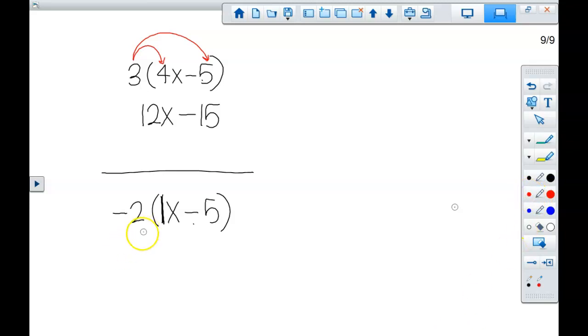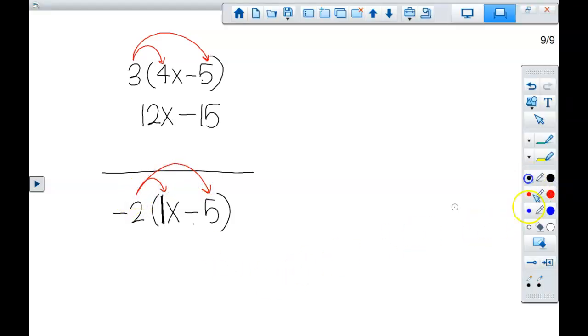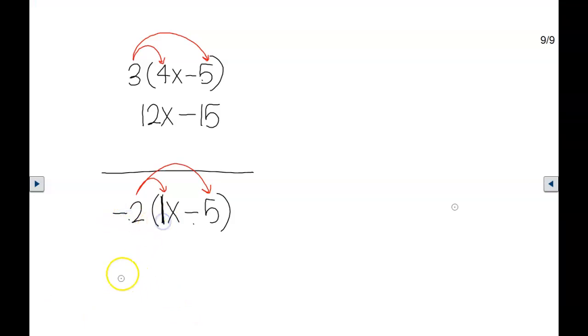So to do negative 2 times this entire group, I multiply negative 2 by each member of my group. All right, now listen to the signs here. We're doing a negative 2 times a positive 1x. Negative 2 times positive 1 is negative 2, and we reattach the x. Then we're doing a negative 2 times a negative 5, which is a positive 10, so we put plus 10. Negative 2x plus 10 is the answer.